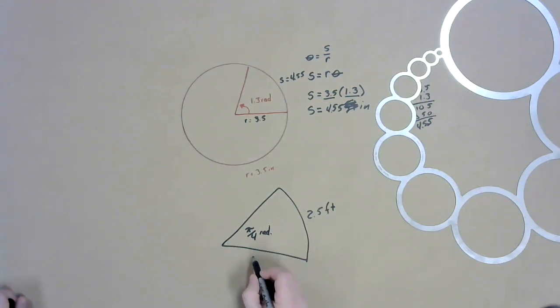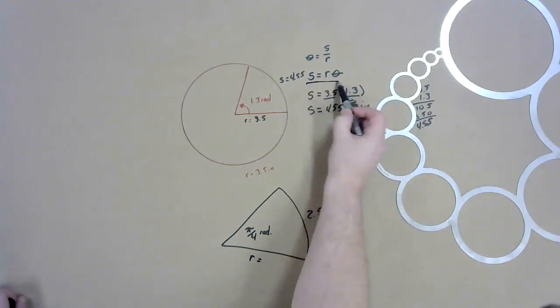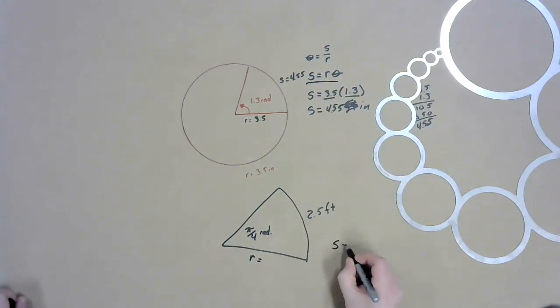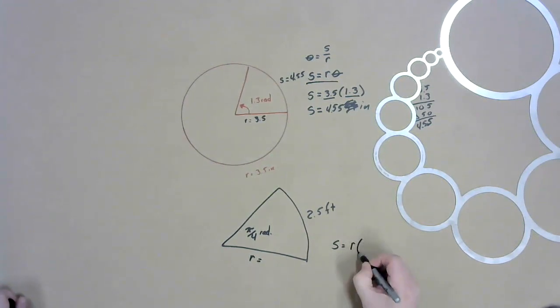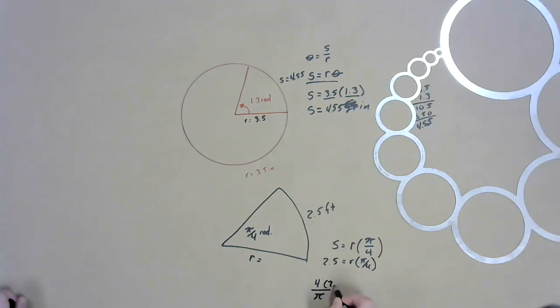But if we then want to know what this radius is, well, we have our relationship. We know that the arc length is equal to the radius multiplied by the angle, as long as the angle is in radian measure. If it's not in radian measure, we have to convert it to radian measure. So the 2.5 is equal to the radius times pi over 4. Multiply both sides by 4 and divide by pi, times the 2.5 is our radius.